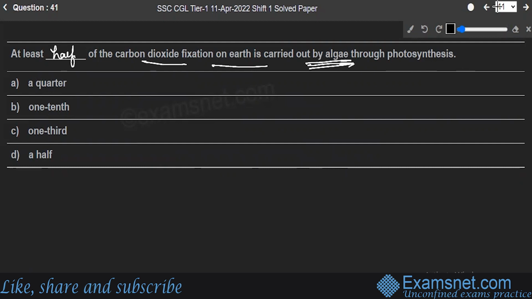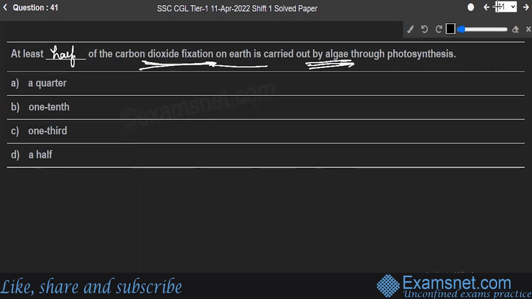Algae photosynthesis accounts for at least half of the carbon dioxide fixing on our planet. They enhance the amount of dissolved oxygen in their immediate environment because they are photosynthetic. The conversion of inorganic carbon to organic carbon by living organisms is known as carbon dioxide fixation.